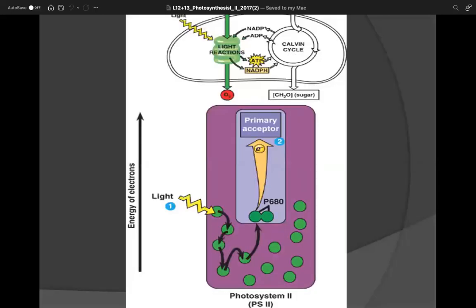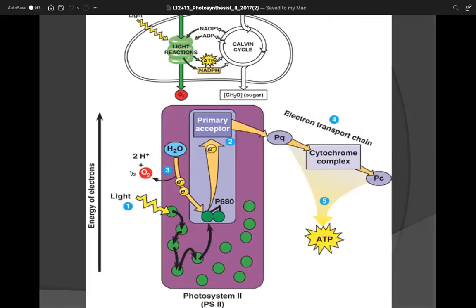So here's a little bit more in-depth view of the photosystem. You can see the light coming in, bouncing around. Here's our P680, our primary electron acceptor, and then again it's going to go into an electron transport chain. The first one is called the cytochrome, and then the second electron transport chain is called ferredoxin.